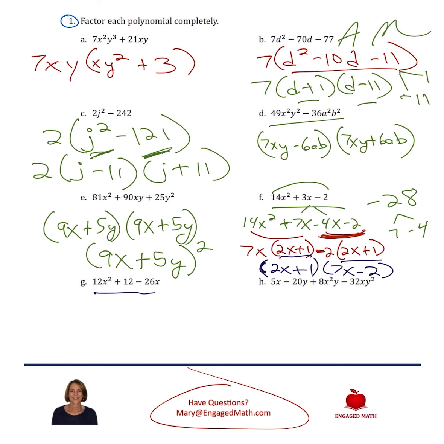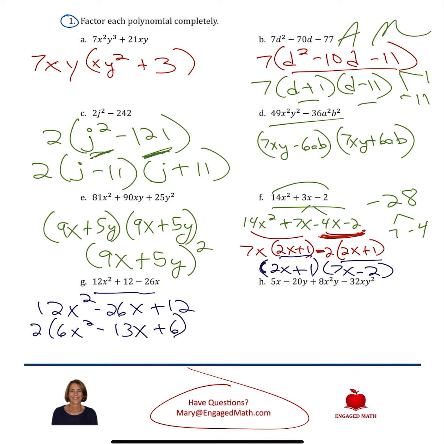Okay, let's go to G. There is a greatest common factor. There's also an issue that not everything is in order. So I'm going to rewrite it as 12x squared minus 26x plus 12. Now that we have it rewritten in standard form, let's look for our greatest common factor, which in this case is just 2. So we have 2 times 6x squared minus 13x, and then just plus 6.